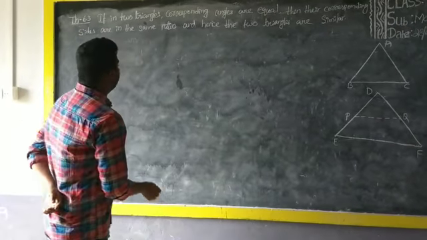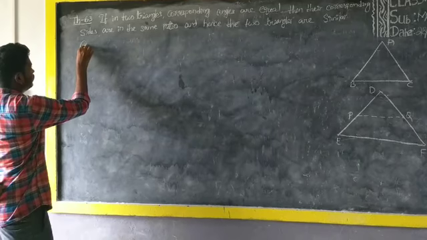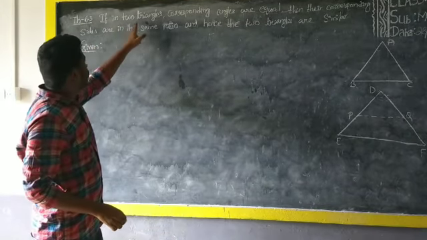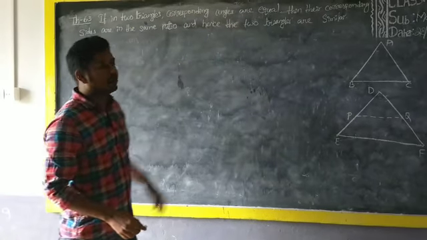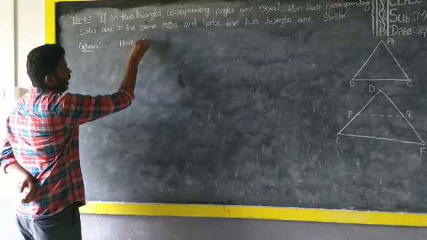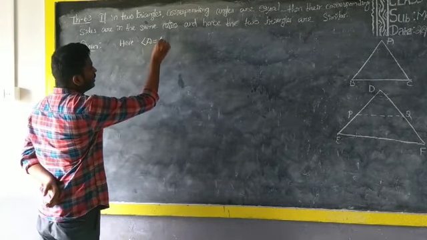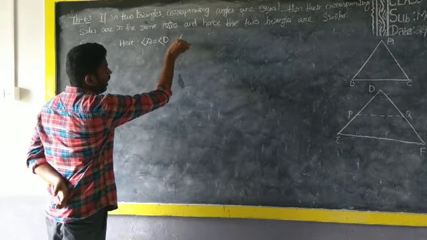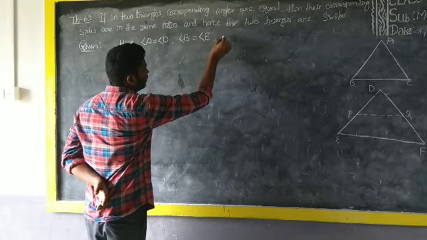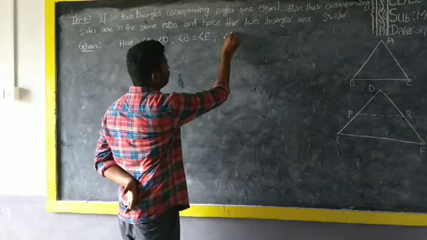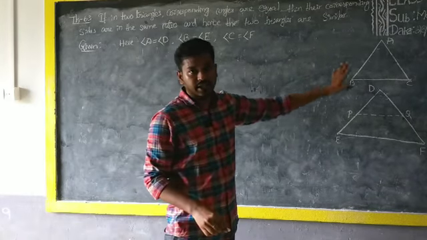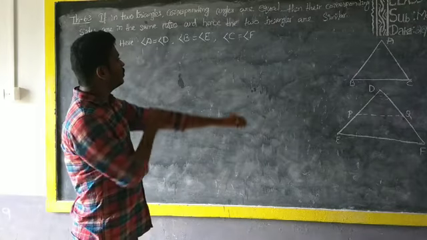Okay, now I have written the given. What is given? If in two triangles corresponding angles are equal, here angle A equals angle D, angle B equals angle E, and angle C equals angle F. These three corresponding angles are equal, as given in the question. What should I do here?